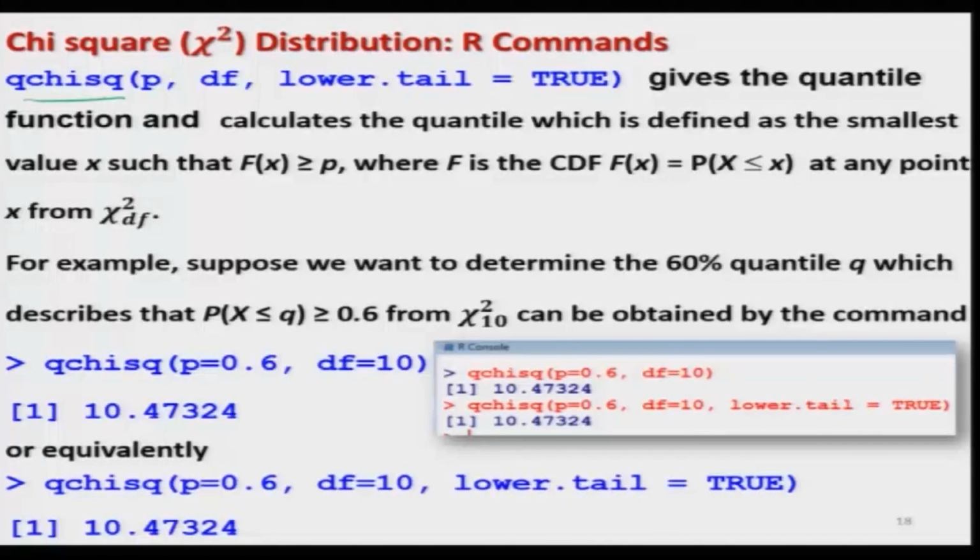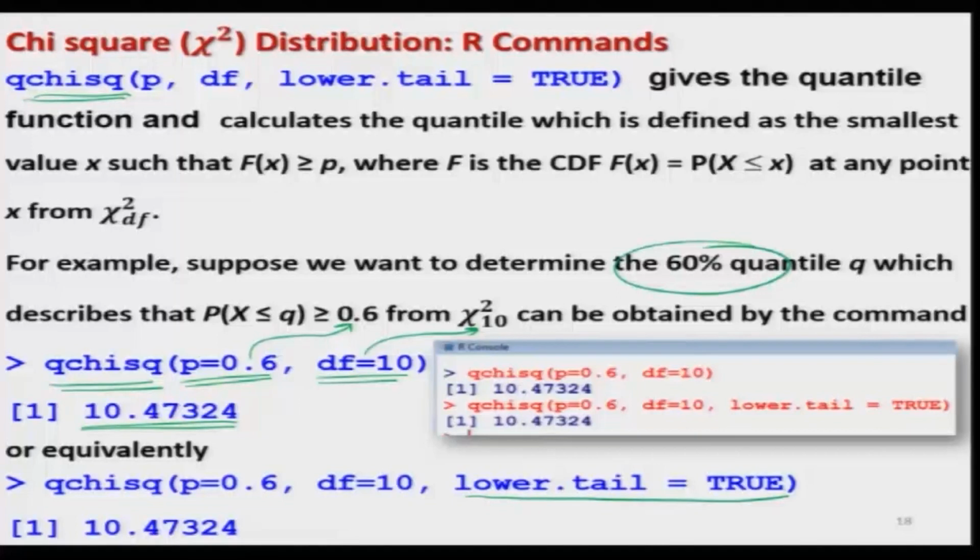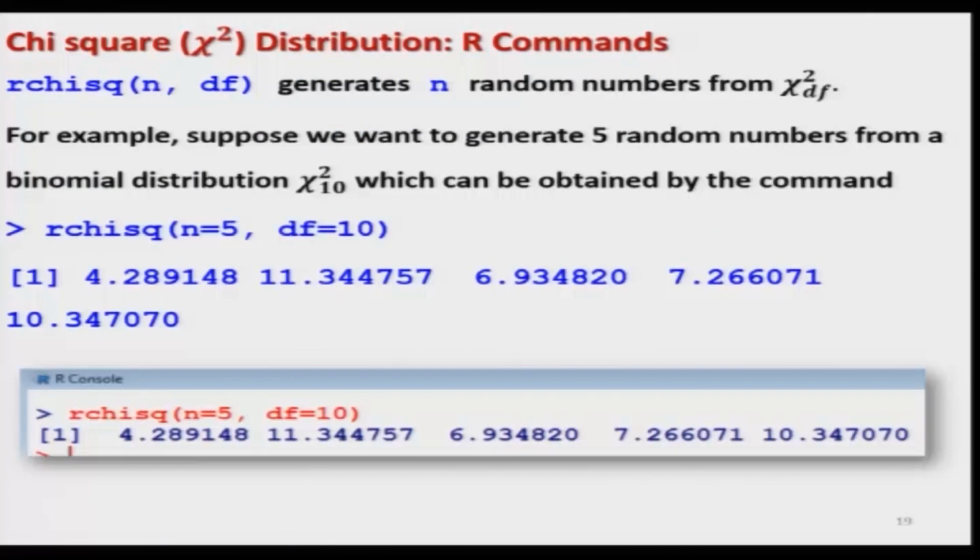Q CHISQ, and suppose I want to find out the 60% quantile. For that we have to give Q CHISQ, then I have to give P equal to 0.6 and DF equal to 10. The 0.6 is coming from here and DF is coming from the specification of the distribution, and you can see that this value comes out to be 10.47324. Okay. And if you want to use the option lower.tail equal to TRUE, then once again it will give you the same value. So, it is not difficult at all.